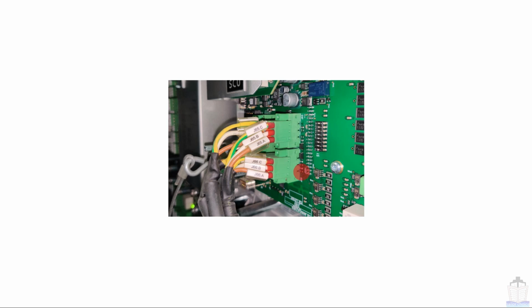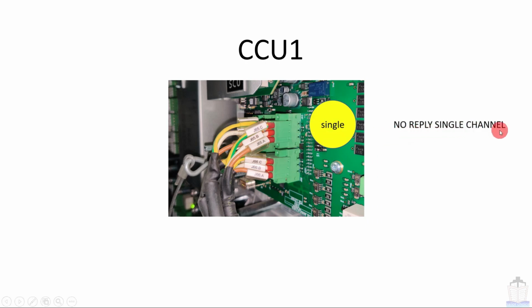In this picture we are going to elaborate a little bit more about the single channel no reply and no communication. Suppose this is CCU1, and this is channel number 65 and this is channel number 66. If I take out the plug of channel 65 or channel 66, any one from the socket, then I will get the alarm no reply single channel, which will appear on the CCU1. And if I take out both plugs, then I will get the no communication alarm for CCU1.